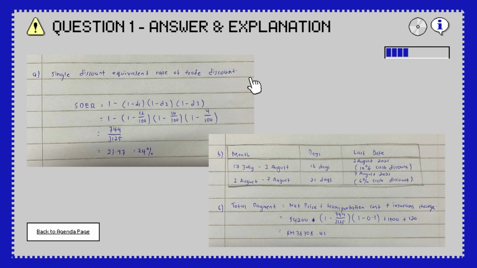Last question. Find the total payment if the invoice was paid on 2nd August 2021. So just use the formula total payment, which is net price plus transportation cost plus insurance charge. So just fill in the formula and we got the answer 38,708.41 ringgit.